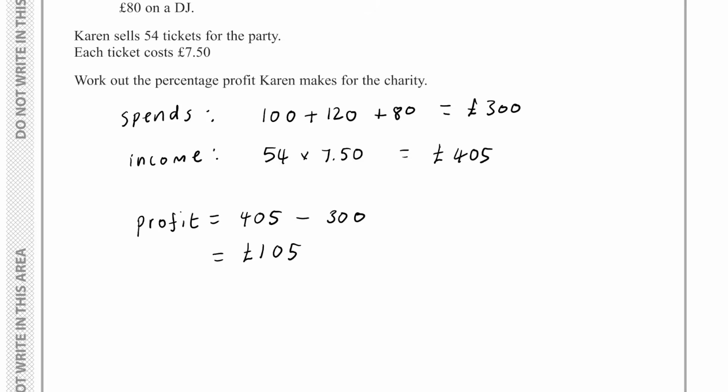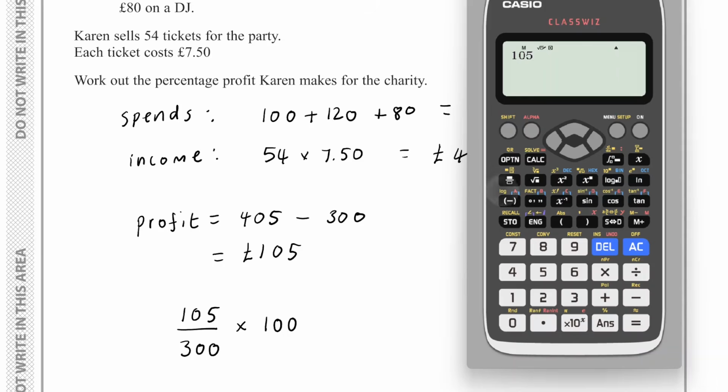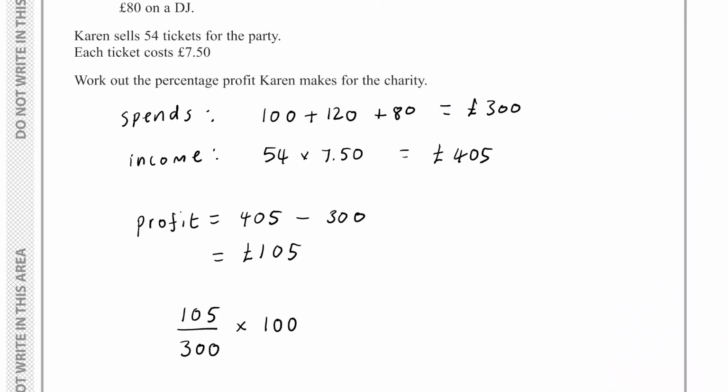So the profit over the original, how much is spent, times 100. So it's the same as a percentage change. It's the change over the original times 100. So 105 over 300 times 100. And that is 35%. So that is our answer.